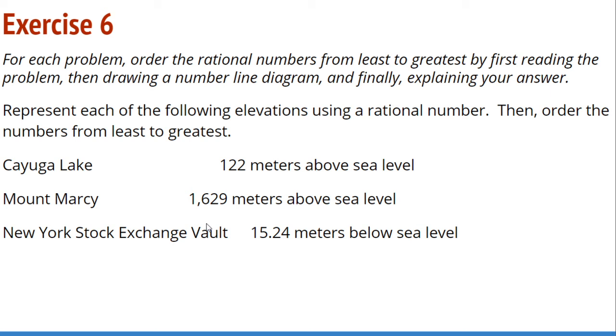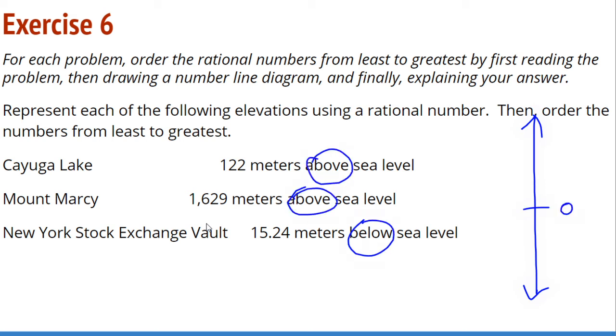Same instructions, we're going to go least to greatest. So we've got elevations using rational numbers. We're going to order the numbers from least to greatest. I've got Cayuga Lake, Mount Marcy, and the New York Stock Exchange Vault. So this is sea level, so I'm going to do a vertical number line here. And I've got some below sea level, and I've got some above, so I'm going to put 0 here and give myself some room to work.